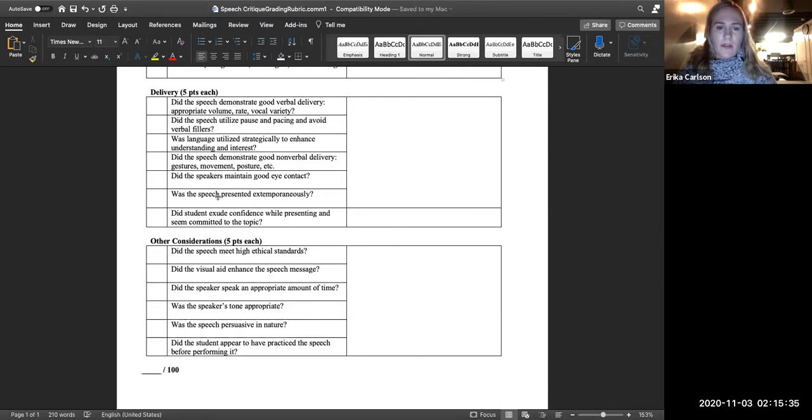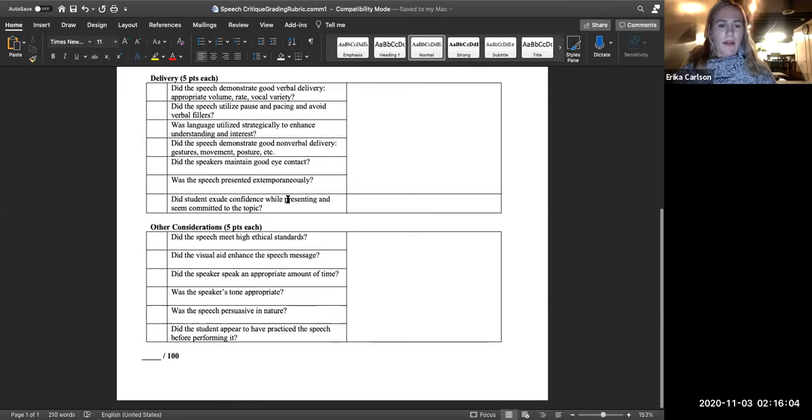So you're going to want to make sure that the speech was presented extemporaneously. So it's important that the student wasn't reading an outline. If you are reading an outline, you are not presenting extemporaneously. Extemporaneous presentation is basically when you speak while using an outline and you're speaking conversation style to an audience instead of reading an outline. Was the student confident and committed to the topic? So those are all the delivery sections.